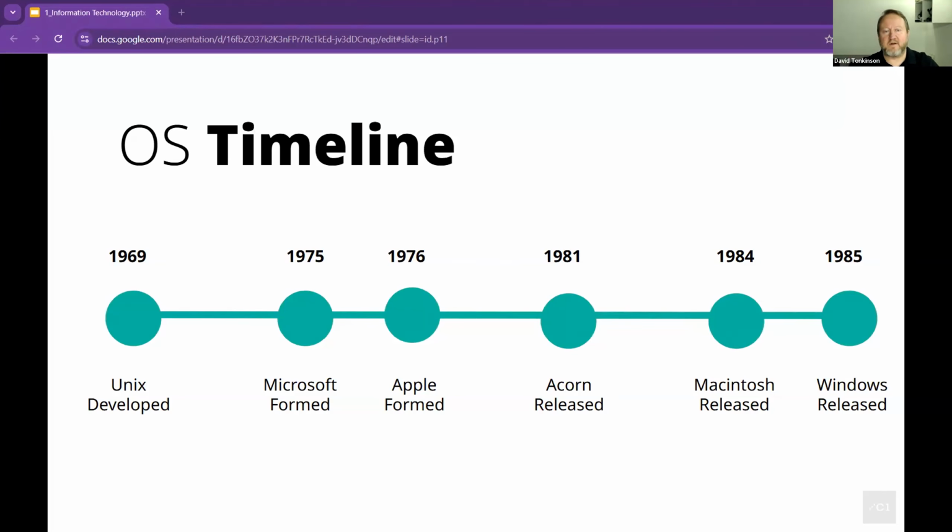Acorn released some stuff in 1981. That's when IBM released the first personal computer, called an Acorn, using MS-DOS. MS-DOS, disk operating system, that stands for very first disk operating system. Well, before that, we weren't using disks. We were using some disks, but it wasn't run very well. So, disk operating system.